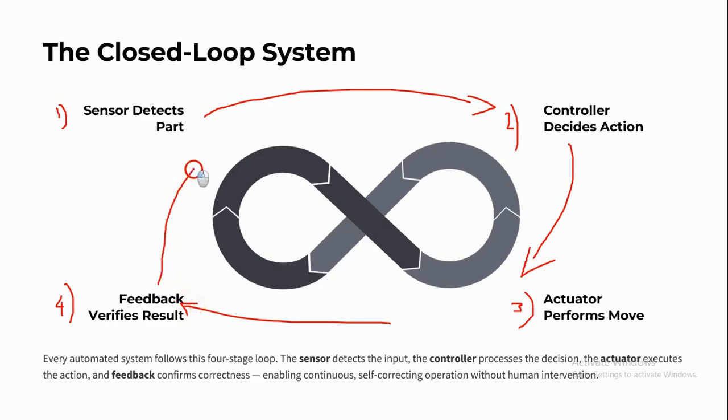So it is a cycle, and that is why we call this a closed loop system. Every automated system follows this four-stage loop. The sensor detects the input, then the controller processes the decision. Then, based upon the decision from the controller, the actuator executes the action. The action is done only at the actuator stage. Finally, the feedback is obtained to check the accuracy or the errors. So it is a cyclic process of the closed loop system.